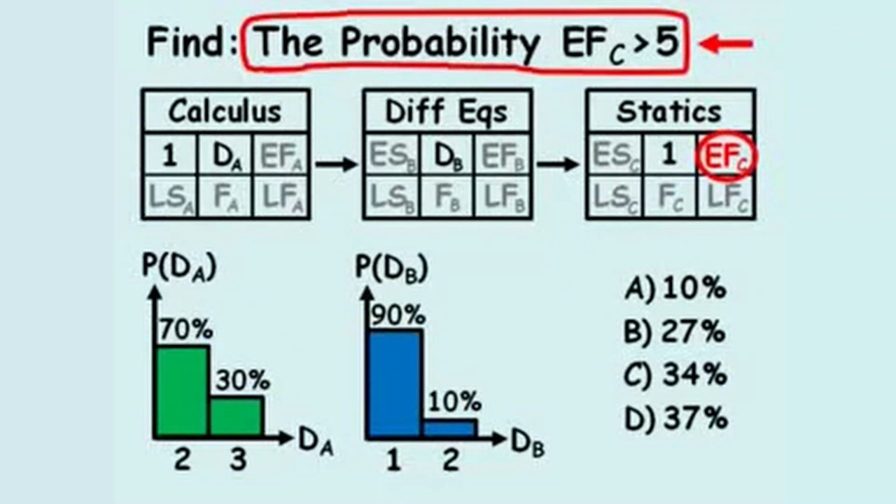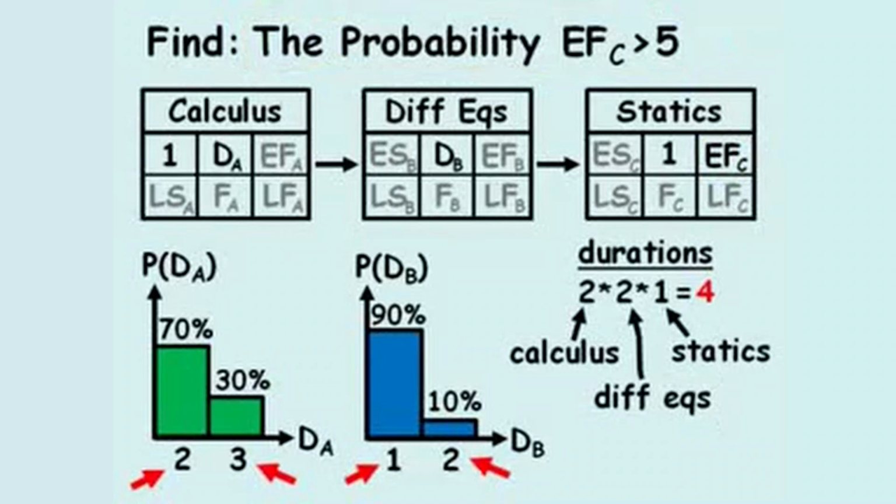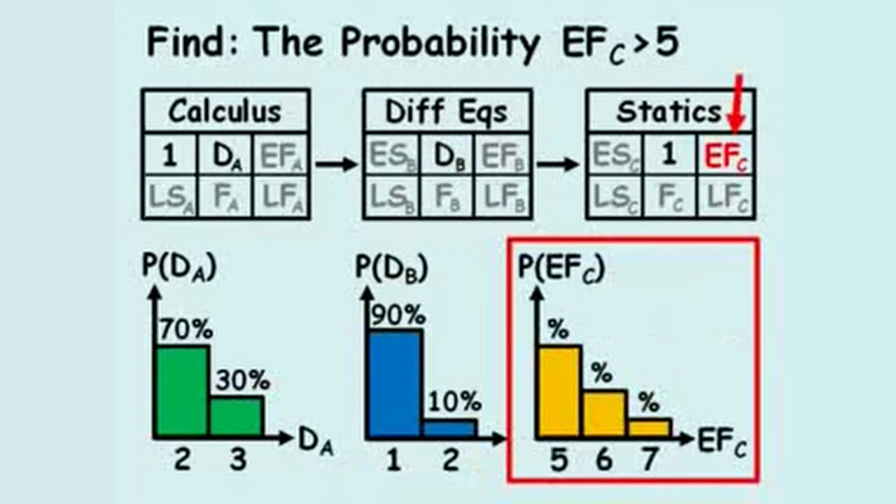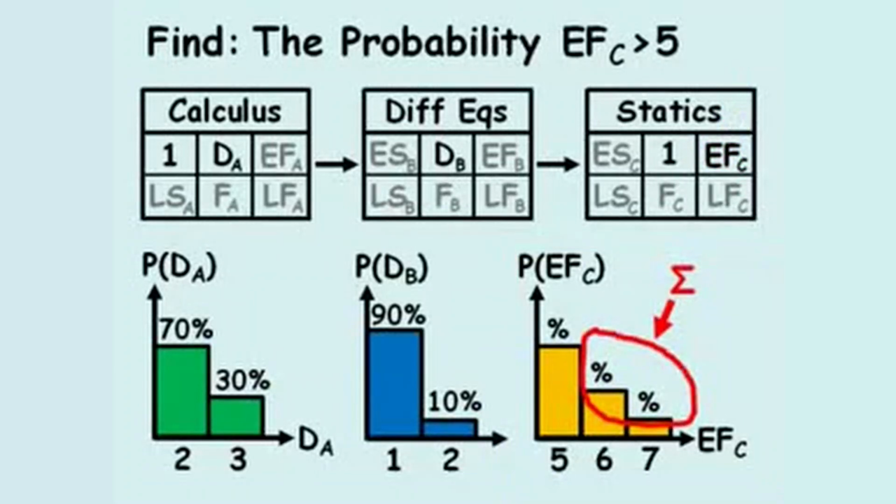To begin, we realize there are a total of 4 combinations of durations between all activities, because there are 2 possible durations for calculus, activity A, and 2 possible durations for differential equations, activity B. Therefore, we can develop a plot which shows the discrete probability distribution for the early finish of activity C, and our solution will be the sum of all probabilities with an early finish greater than 5.